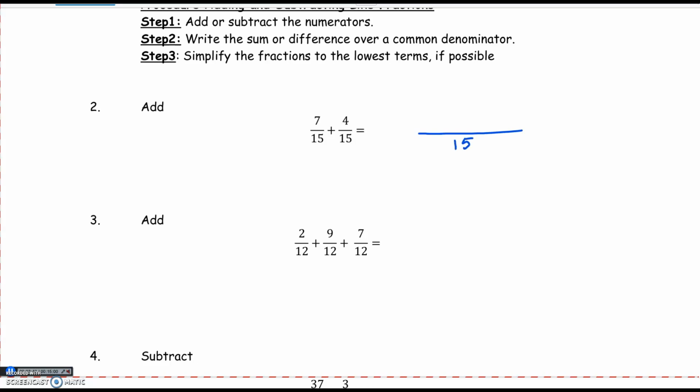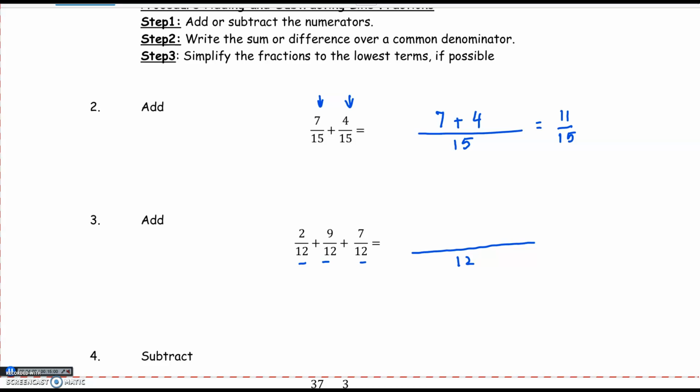So what we do here is, it's a common denominator. They're like fractions. What are we counting? 15ths. How many do we have? Just add the numerator. 7 from the first fraction, 4 from the second. What's the total number of 15ths? It is 7 plus 4, which is 11/15.